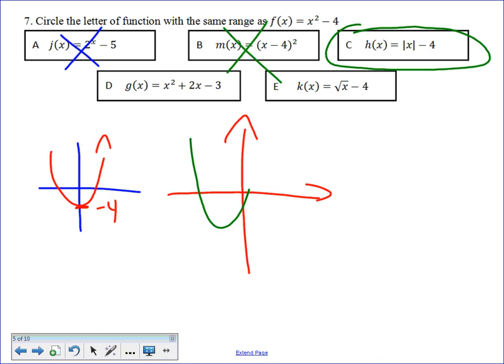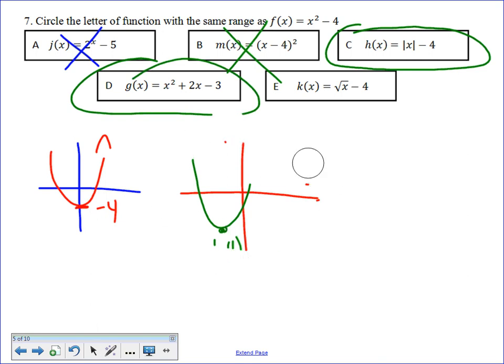Whose vertex was at, hold on, pause, my smartboard just crashed. Whose vertex is at negative 1, negative 4. So it shifted to the left one, but it's also shifted down 4. So it does in fact have the same range.